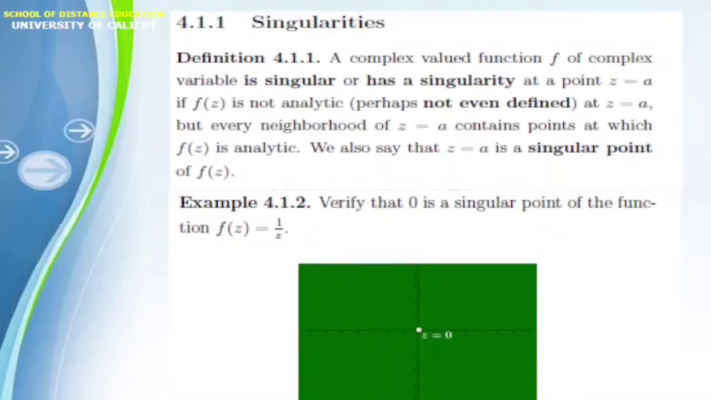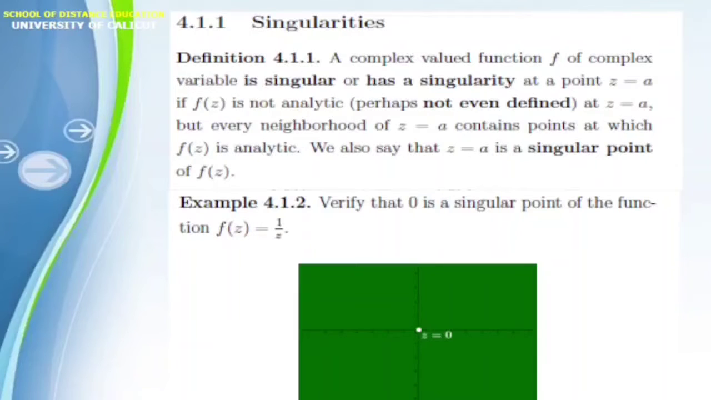Singularities. Consider this example. A complex valued function f of a complex variable: a function at a point z equal to a is said to be a singular point if it is not analytic at that point, but every neighborhood of z equal to a contains points at which f of z is analytic.